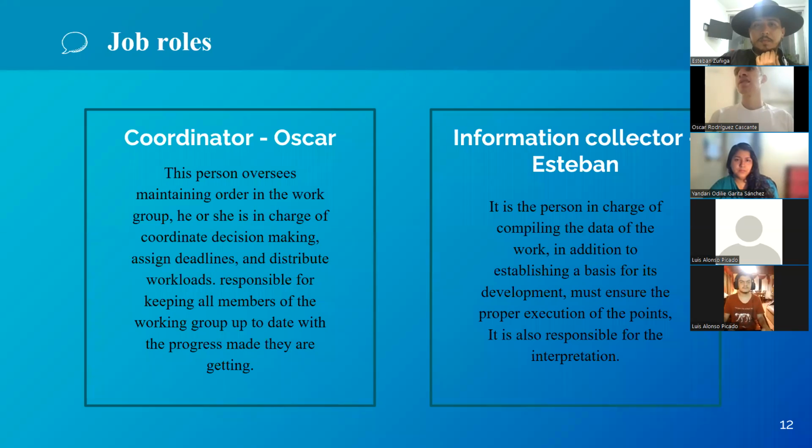The job role is coordinator. It is Oscar. This person oversees order in the work group. He or she is in charge of coordinating decision making, assigning deadlines, and distributing workloads, and is responsible for keeping all members of the working group updated with the progress being made.